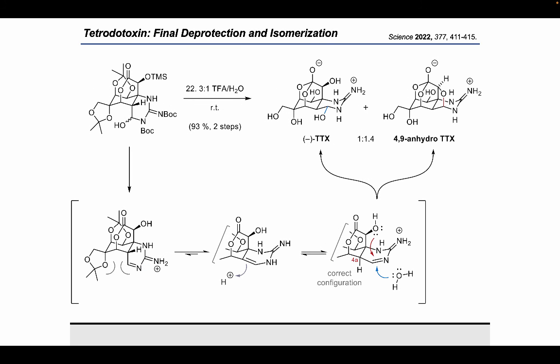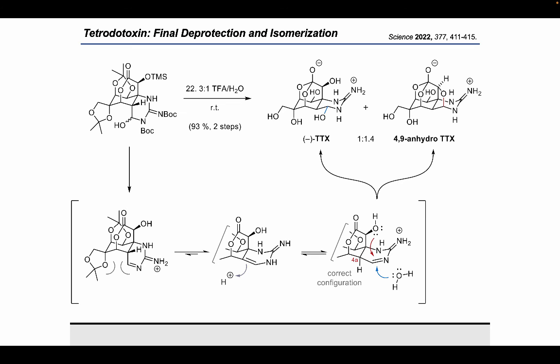The last remaining challenge in our synthesis was the isomerization of the C4 stereocenter. Remarkably, using a 3:1 TFA water mixture enabled us to remove all protecting groups and perform the isomerization, which presumably proceeds through a formation of a guanidinyl imine and the isomerization to the corresponding enamine.